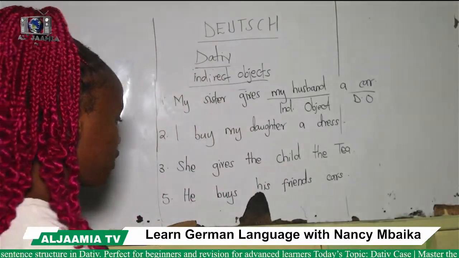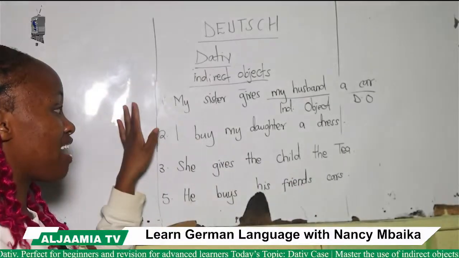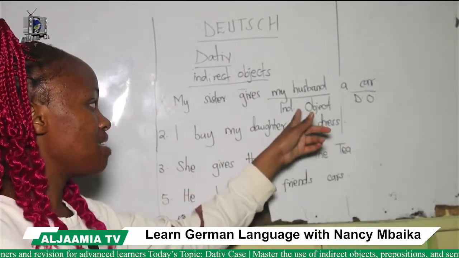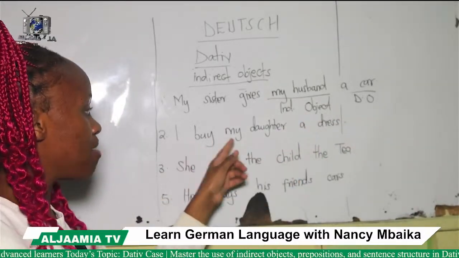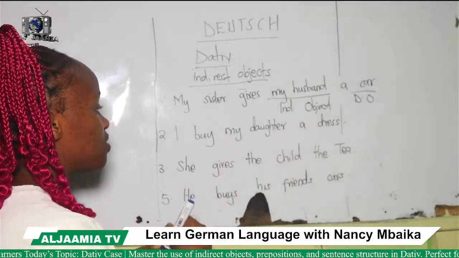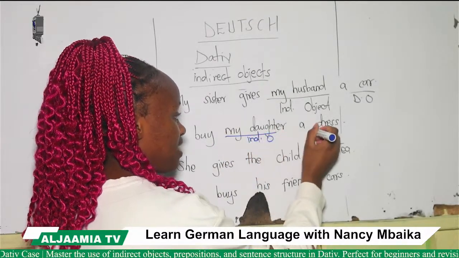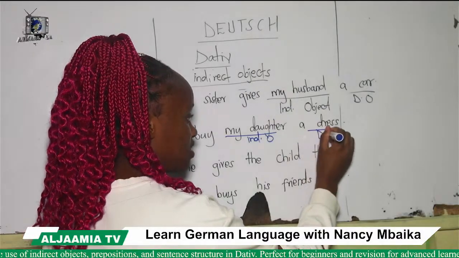Okay. Wow, he's a spendthrift, yeah? He buys his friends cars. Okay, so you have the first sentence here. My sister gives my husband a car. My husband, indirect object, and then a car, the direct object. I buy my daughter a dress. My daughter, the indirect object, and then a dress, the direct object.